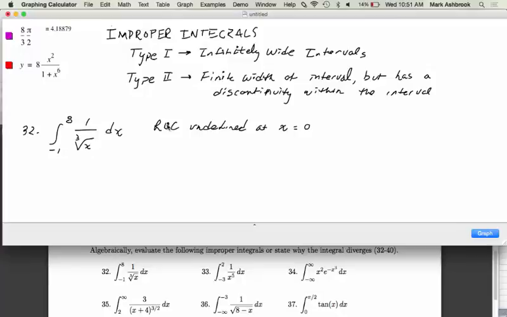So we're going to use limits again. We're going to split this up into two integrals. The integral from negative 1 to 0 plus the integral from 0 to 8. But we can't plug 0 in. 0 is undefined, so we need a limit as a approaches 0 for each of these, because the rate is undefined at x equals 0. Do we have to go to the left and right? No.